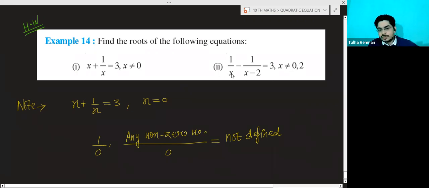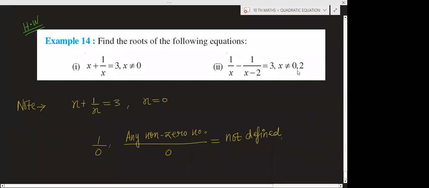When you put x equal to 0 here, it will become 1 by 0, and 1 by 0 is not defined. So this function is not defined. And here when you put x equal to 2, again it will become 1 by 0. So 1 by 0 is not defined. Remember this point: any non-zero number divided by 0 is not defined. That is why here x cannot be 0 and x cannot be 2. Okay. Understood? Yes, sir.